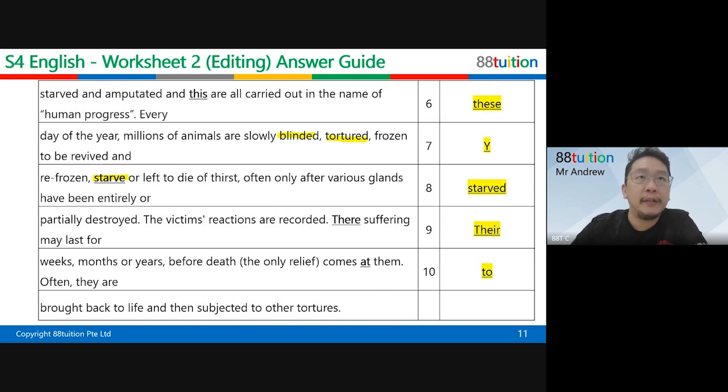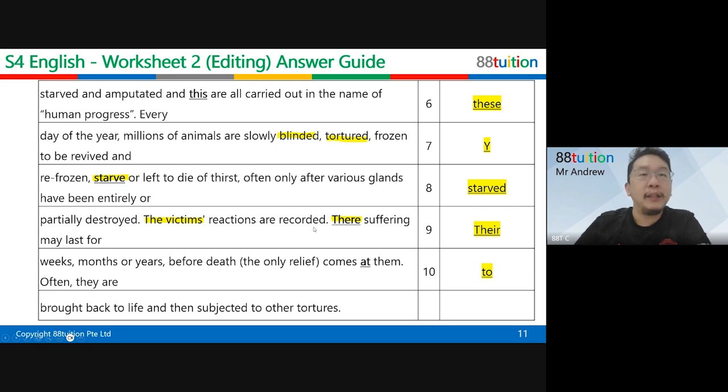Starved or left to die of thirst, often only after various glands have been entirely or partially destroyed. The victim's reactions are recorded. They are suffering. So here we see the idea of the victims. So it's not going to be his, her, it's not going to be he, she. There are many victims. It's going to be a collective. Their suffering may last for weeks, months, or years before death, though only relief comes to them. Often they are brought back to life and then subjected to other tortures.